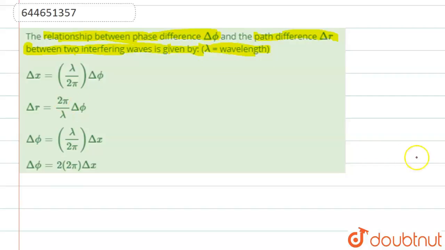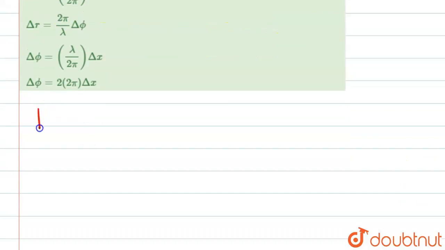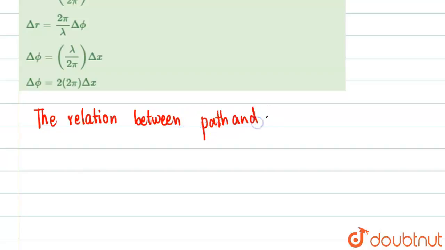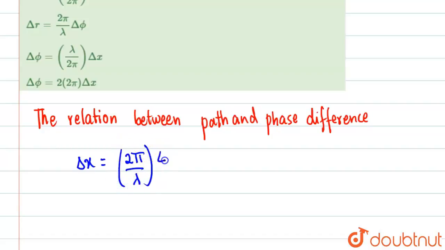So over here, if you see properly, we know from the interference chapter the relation between path difference and phase difference. It is given by delta x equals 2 pi by lambda into delta phi. Okay, so this is the relation that we know. This relation is given in our books and it is also derived.